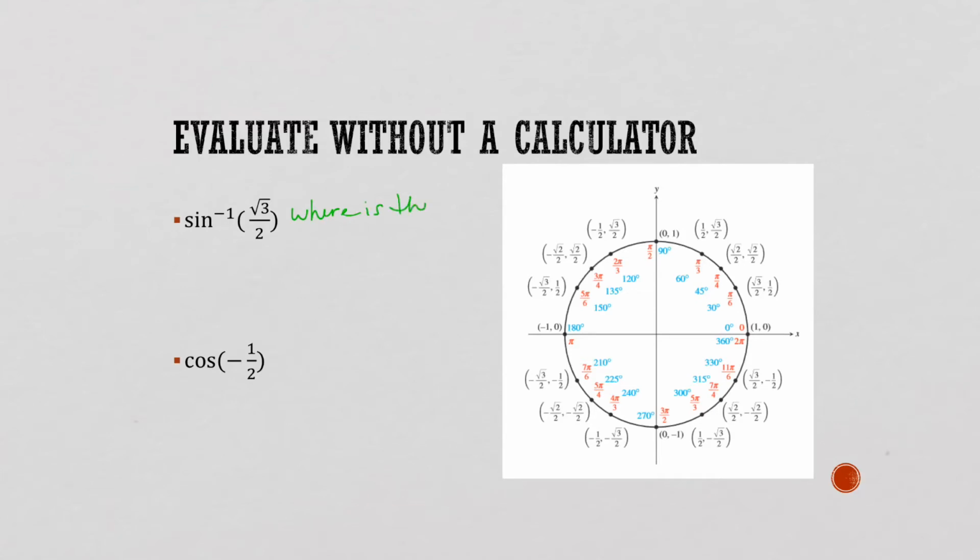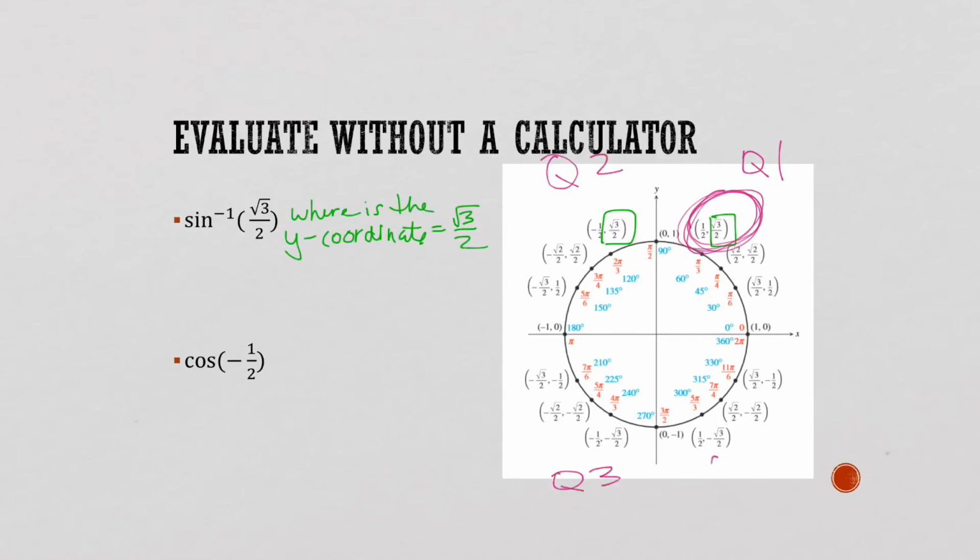where is the y coordinate equal to the square root of 3 over 2? Well, if I look at my unit circle, here is a y of the square root of 3 over 2, and here is a y of the square root of 3 over 2. How do I know which one's my answer? Well, this is where my domain comes back into play. This one is in the first quadrant. This is quadrant 1, 2, 3, 4. Remember, sine only lives here in quadrants 1 and 4, so this has to be the one I'm looking for. Well, this happens at 60 degrees or pi over 3.